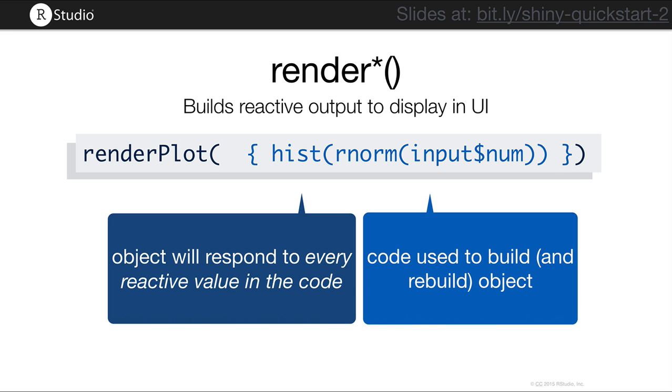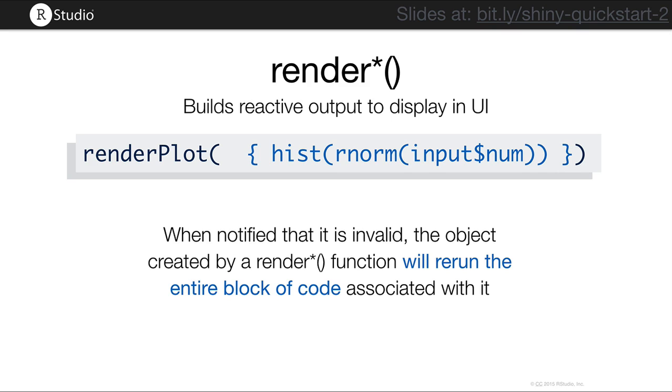And this is an important point. When you pass a block of code to renderPlot, that block will always be run as a single unit. When it's time for the object, for example, the graph that renderPlot makes, to be re-updated, that entire block will be run. renderPlot can't do anything to determine which parts of the block are out of date and just run those parts. It just always runs the whole block of code each time. So let's take a look at how that works out.